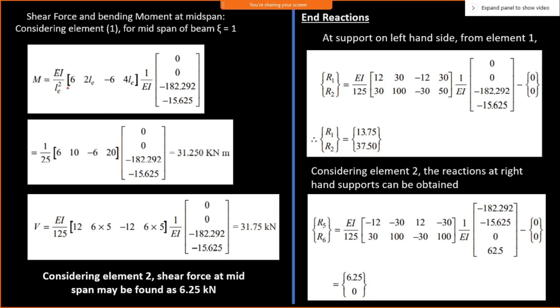You can now put this into the equation. You can determine the reactions, end moments, and all these things. And you can determine shear forces and all things. Here the moment is calculated, and the moment comes to 31.25 Newton, and the shear force is also 31.75 Newton, and that is the way you can calculate. Then end reaction.